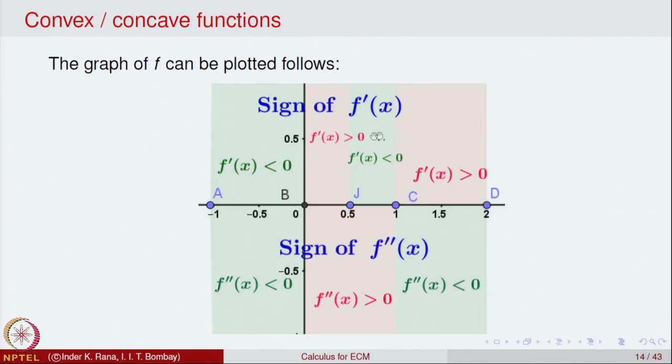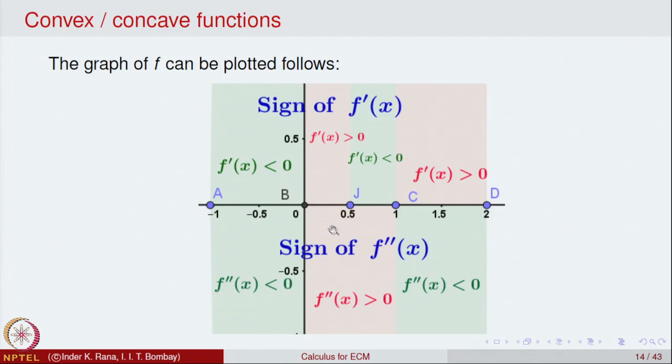So, once this data is available in this form, we can see that in this green portion, the function should be decreasing. In this red portion, the function should be increasing. Again, the derivative is less than 0, so in this green portion, the function should be decreasing, and in the red portion, the derivative is bigger than 0, so the function should be increasing here. So, it is decreasing, it is increasing, it is decreasing, it is increasing. So, that indicates that at the point 0.5, that is half, there should be a local maximum for the function.